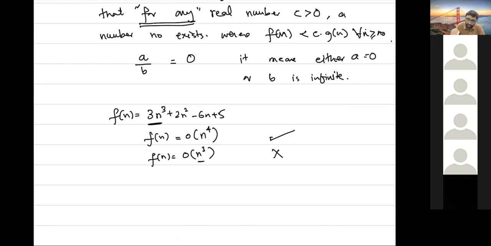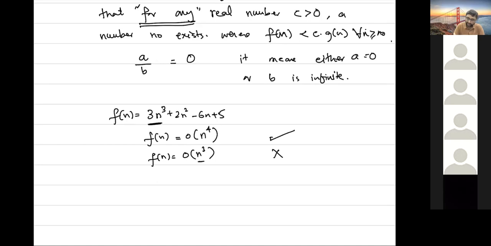It means that there is no positive real constant such that you apply it in front of n cubed and it will be bigger than n to the 4. It is impossible. Not just for one constant or two constants or three constants. For every positive constant, it is impossible. Therefore, it is so. Or if you want to take the limit approach, you can do that.